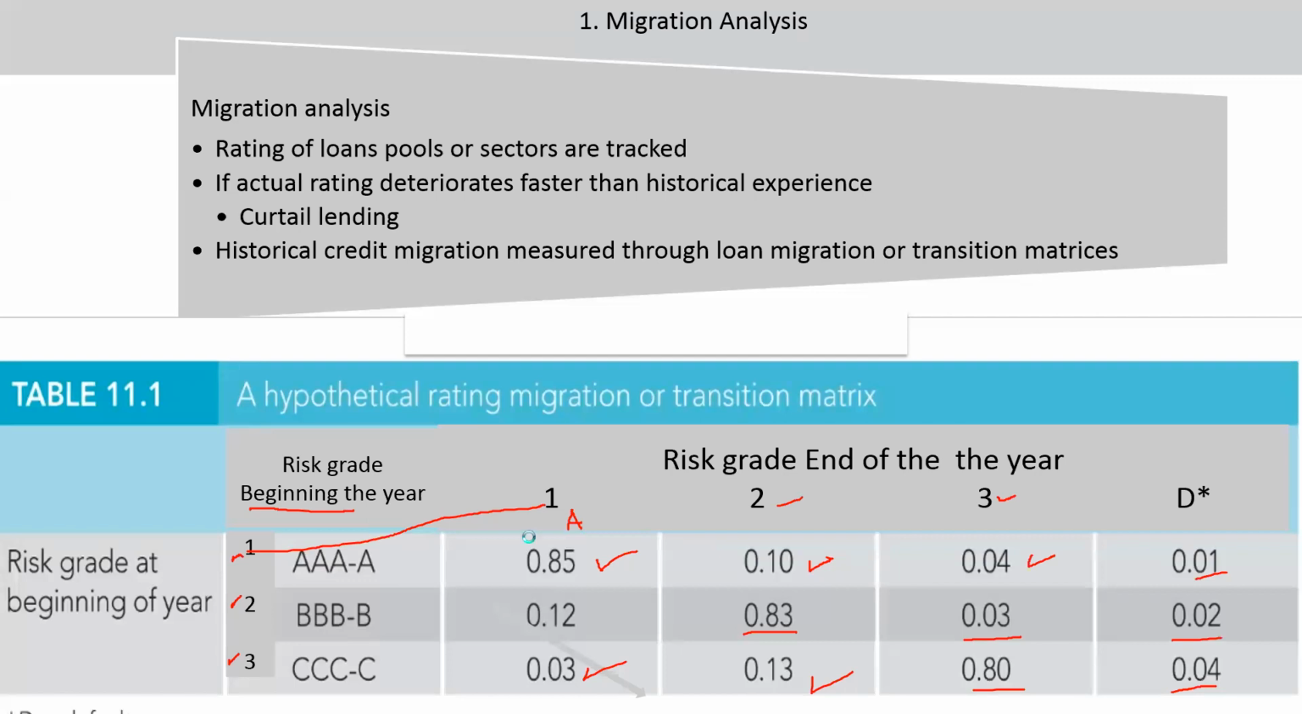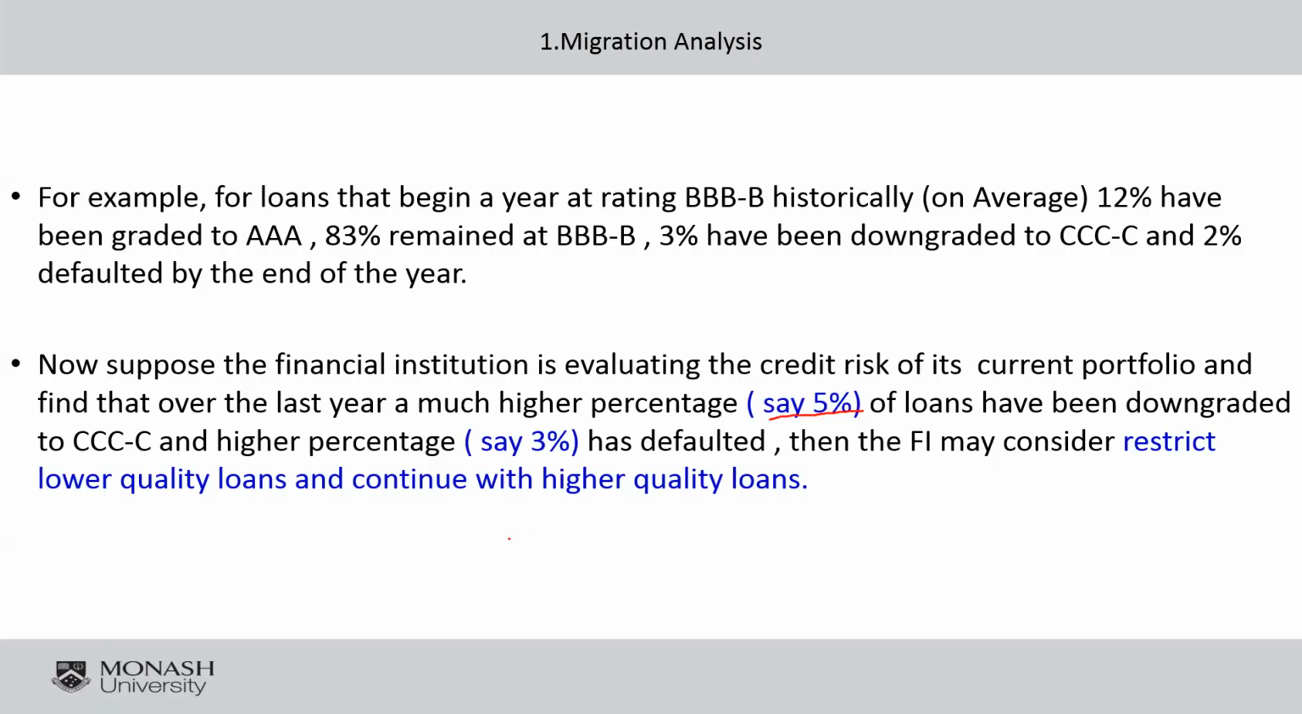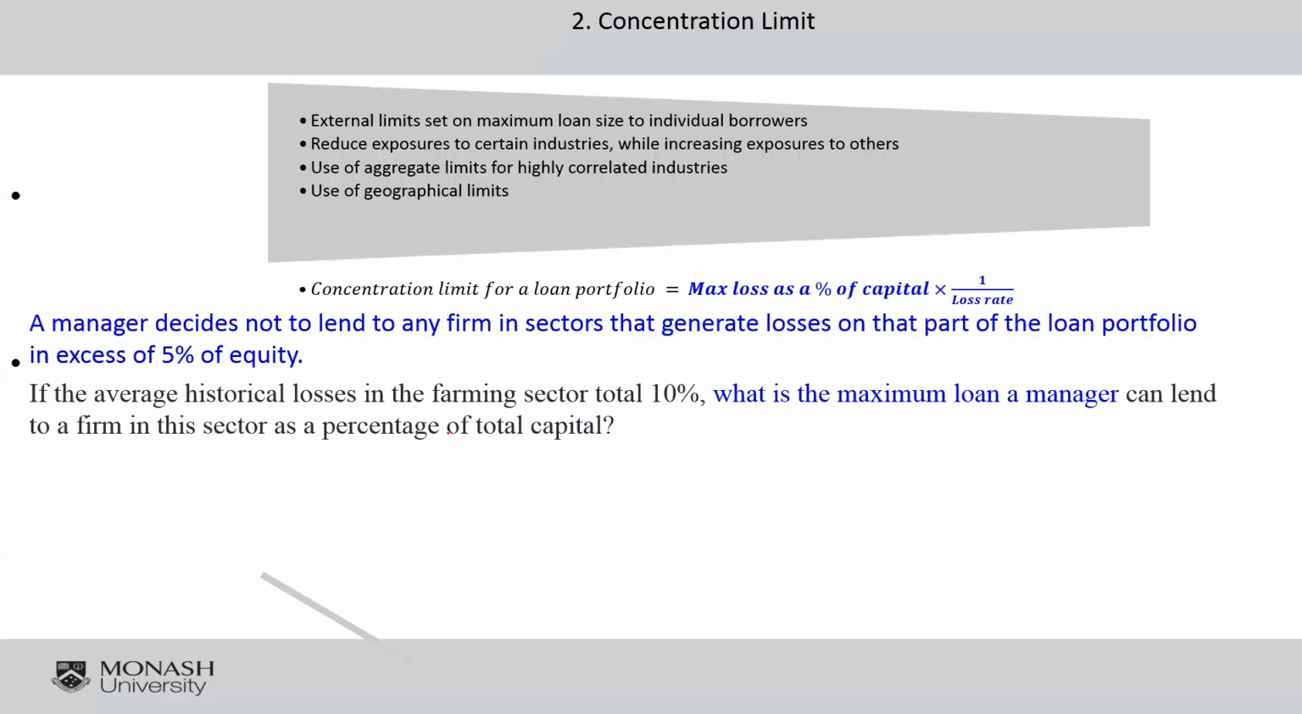In this case, the company has to decide whether they want to get rid of part of their portfolio, because they are already out of range, and maybe restrict their lower quality loans and continue with higher quality loans. Maybe the portfolio they are holding is not a good portfolio. And this is all about migration analysis.